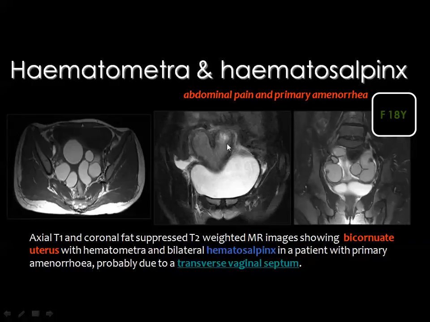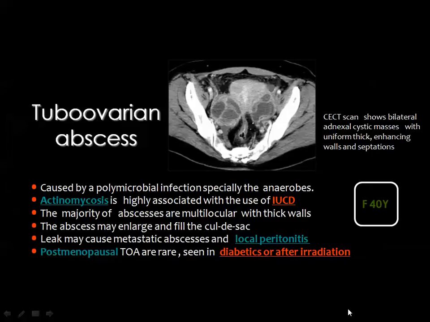And this patient had the bicornuate uterus, which is filled with high signal material or blood, high signal blood, in the T1 weighted image, and in the T2 weighted image, and the fallopian tubes are also dilated and filled by blood signal, which is bright in the T1 and bright in the T2 weighted image. And this is suspected to be due to the presence of a transverse vaginal septum that prevented the blood of the menstrual period from coming out, and it is retained in the uterus as well as in the tubes.